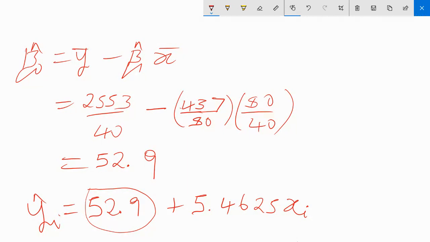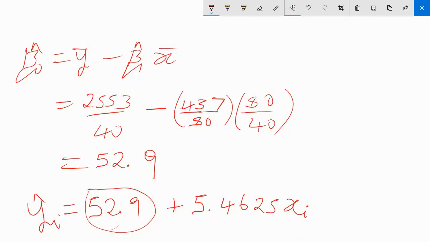So how do we interpret this value 52.9? Is it the y-intercept when x is 0? What is the meaning of that? I said you should always relate this to the given problem. You cannot just say it's a y-intercept. I can see it's a y-intercept. What is the meaning of that?